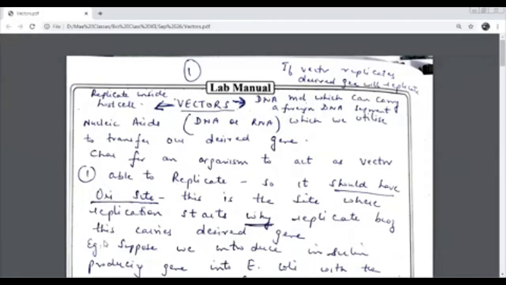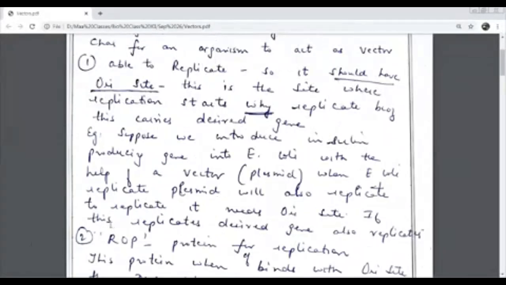And why is replication needed? Because they are carrying which gene of yours? The desired gene.